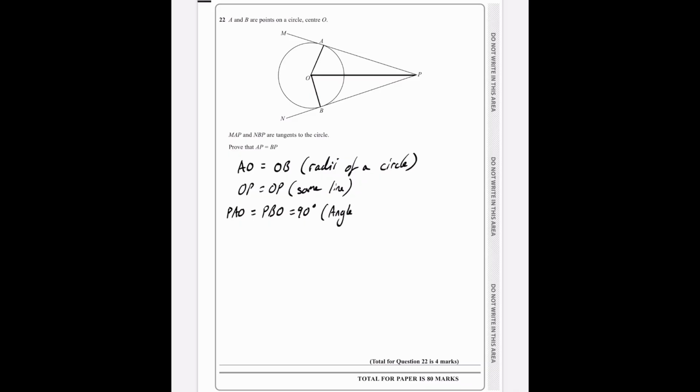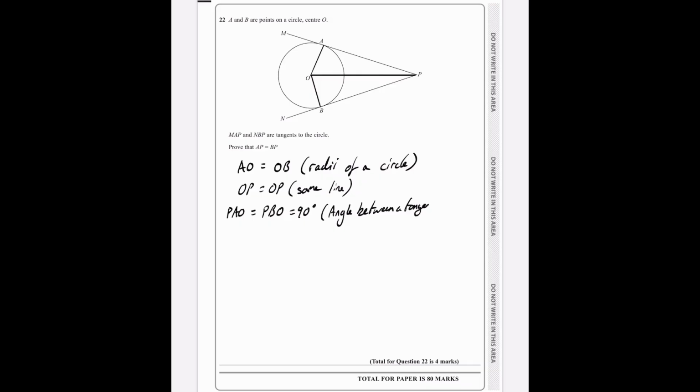Okay, to find that A to P is equal to B to P, I'm going to split this up into two triangles and we're going to compare the length. So O to A and O to B, they are both radii, so they will be equal. The length O to P is going to be equal to O to P, obviously, it's the same line. Angle PAO is going to be equal to angle PBO. They're both going to be 90 degrees because of the circle theorem that says that the angle between a tangent and a radius is always 90 degrees.